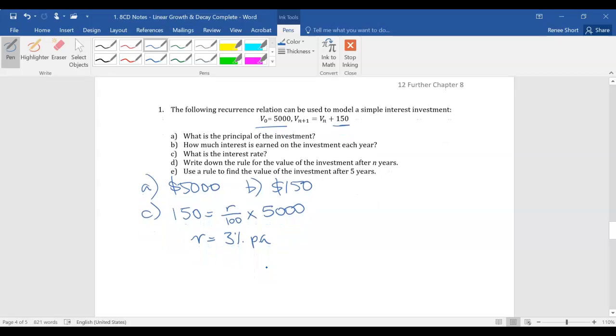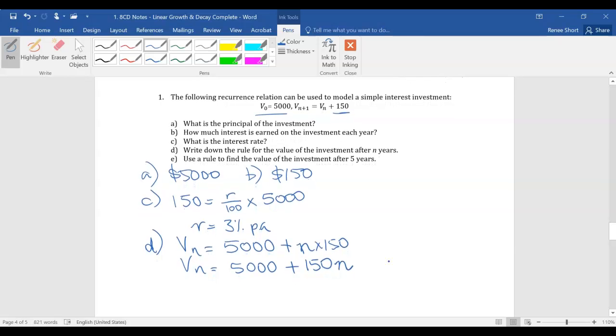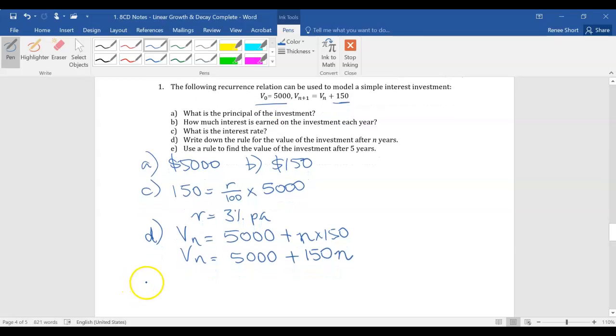D, it wants us to write down the rule for the investment after n years. So what we're doing now is writing this Vn rule. And remember, it is the initial amount, so $5,000, plus n times the amount that's added on, which is 150. Now, that looks a bit icky. It's a bit nicer for us to write this as 5,000 + 150n, okay? So that's our rule now in terms of n.